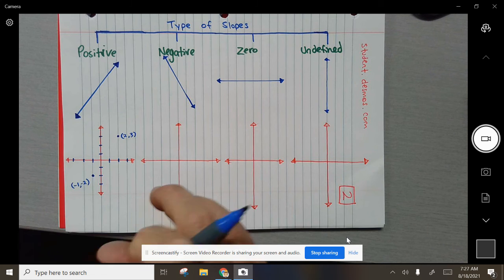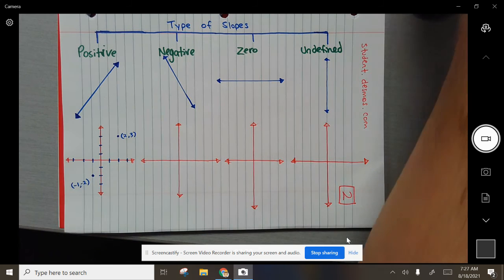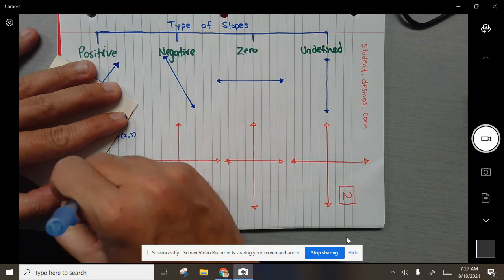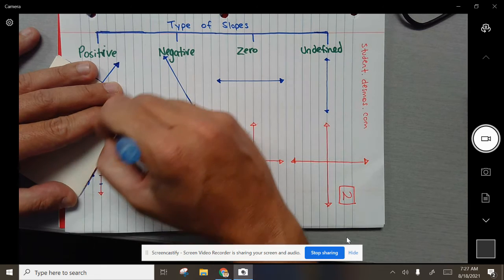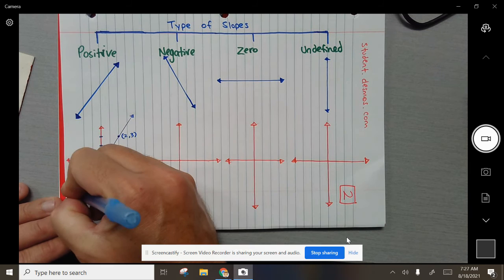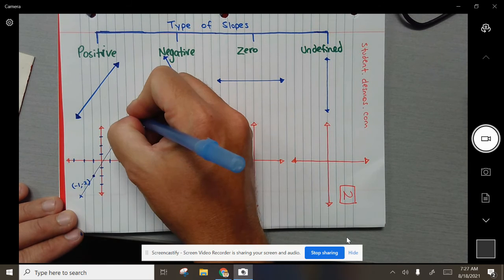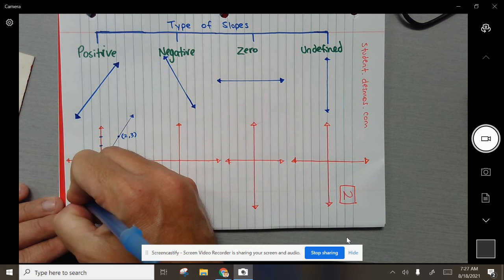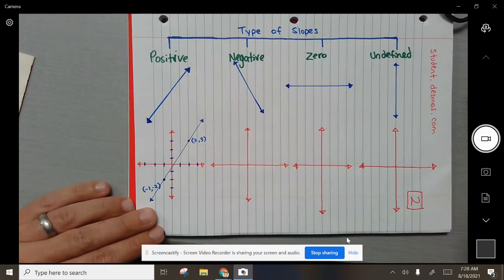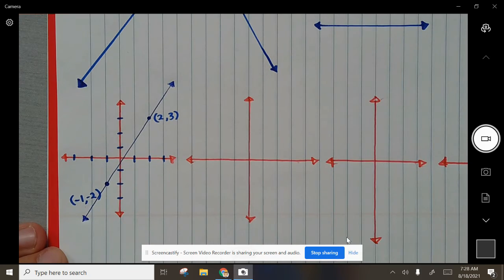You may have to eventually do this where you have points and you have to graph the points and then tell me what kind of slope it is. So if you can graph the points correctly, you're good to go. And there we are. And there's your first one. All right, if you want me to zoom in on that a little bit so you can see it clearly.